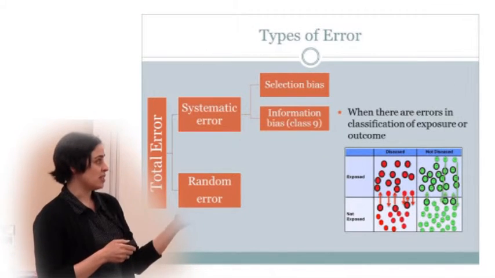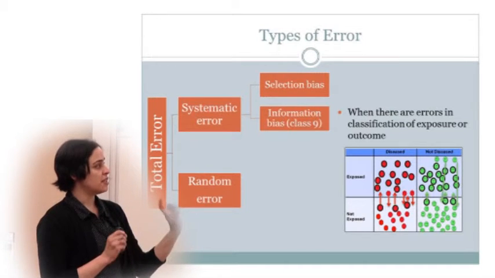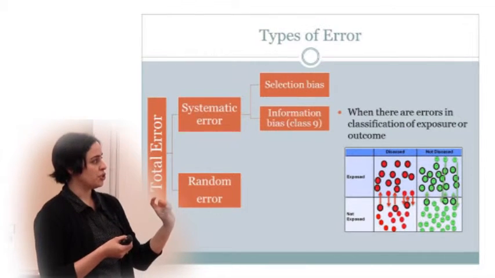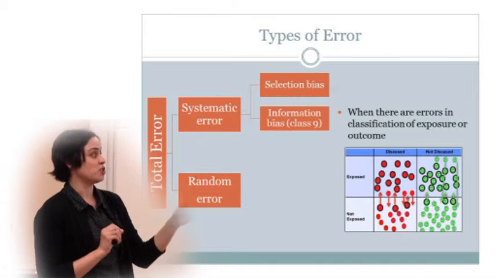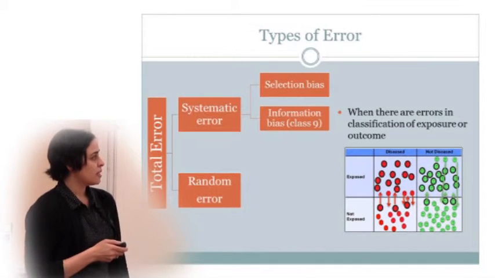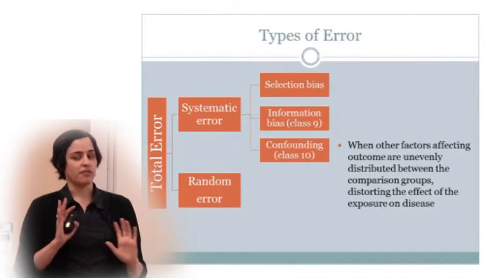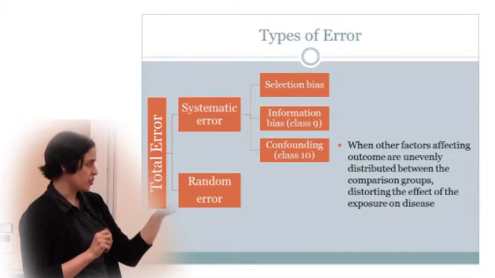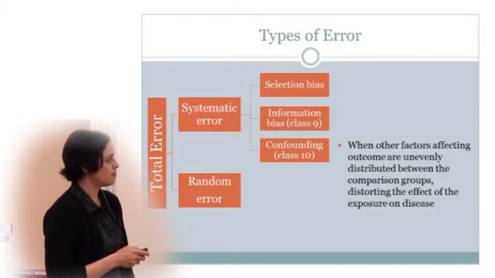There's information bias, which we would talk about in the next class. And this is misclassification of exposure or outcome. And then confounding, which is a mixing of effects. And that would be discussed in class 10.